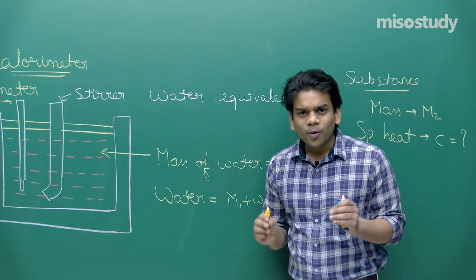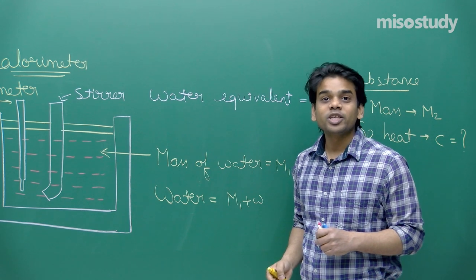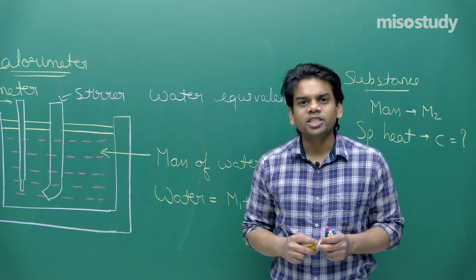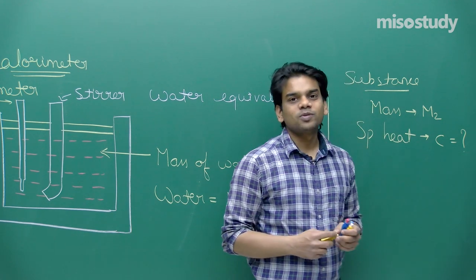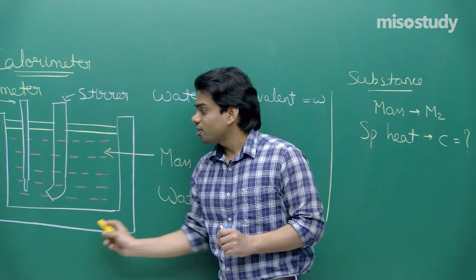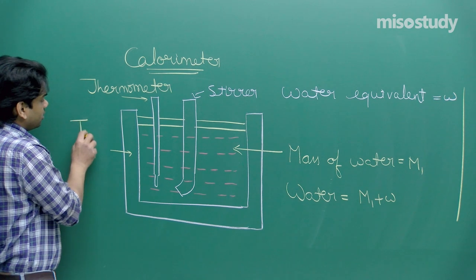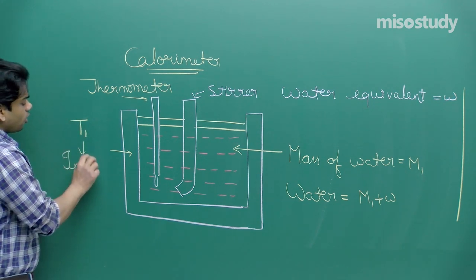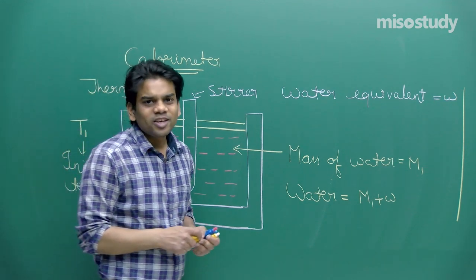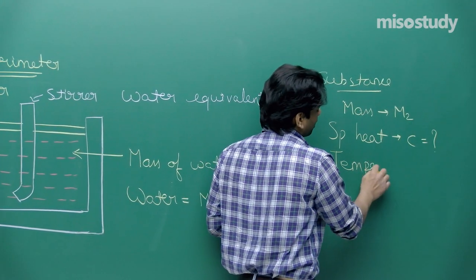Now you observe this. How can we find out the specific heat of the substance, knowing the arrangement and knowing the specific heat of water? Already we are aware of the specific heat of water. It is 4200 joule per kg per Kelvin. And we want to evaluate the specific heat of the substance. So first of all, you should measure the temperature of this copper calorimeter. Let's say the temperature of this arrangement is T1, the initial temperature. Let's say you have heated the substance to a temperature T2. So I am marking its initial temperature as T2.